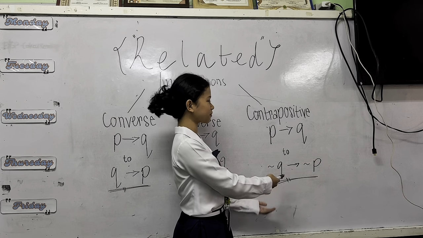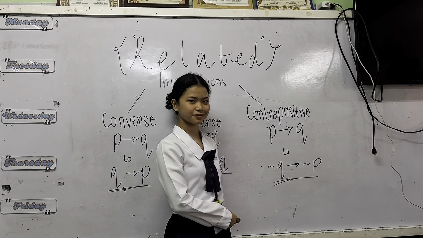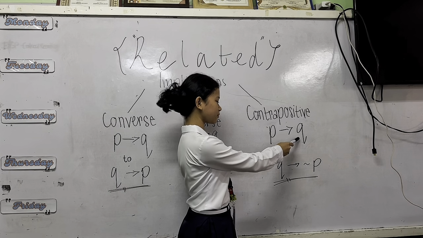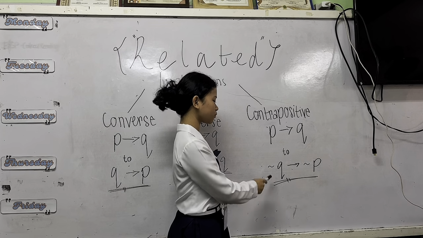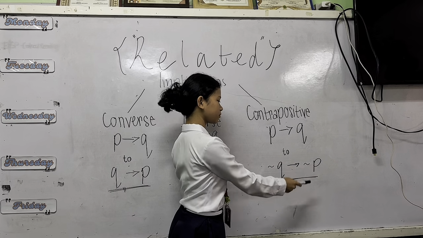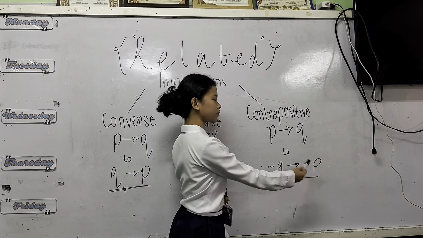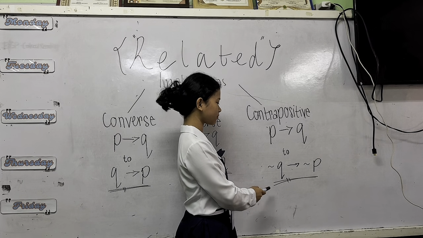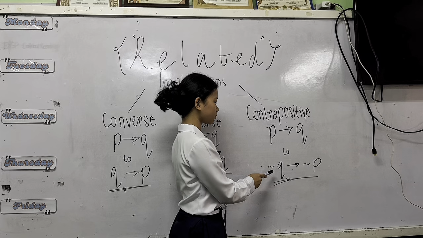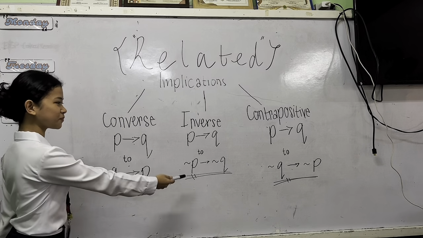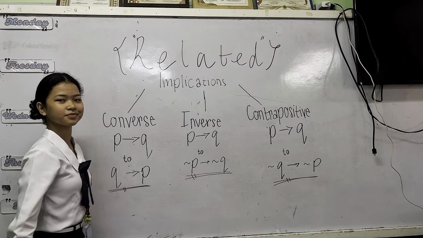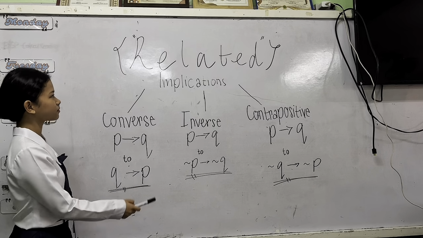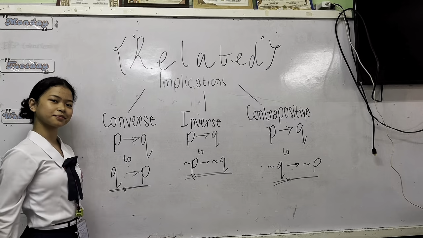So let's proceed with the contrapositive of a conditional. P implies Q becomes not Q implies not P. So you switch the positions of the two propositions and negate them afterwards, like this. So these are the converse, inverse, and contrapositive of a conditional proposition. These three are its related implications.